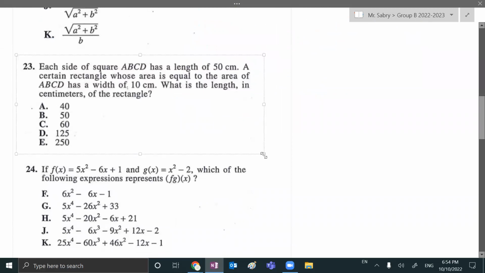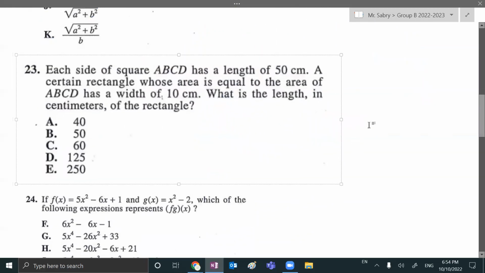Question 23. Each side of square ABCD has a length of 50 centimeters. A certain rectangle whose area is equal to the area of ABCD has a width of 10. What is the length of the rectangle?